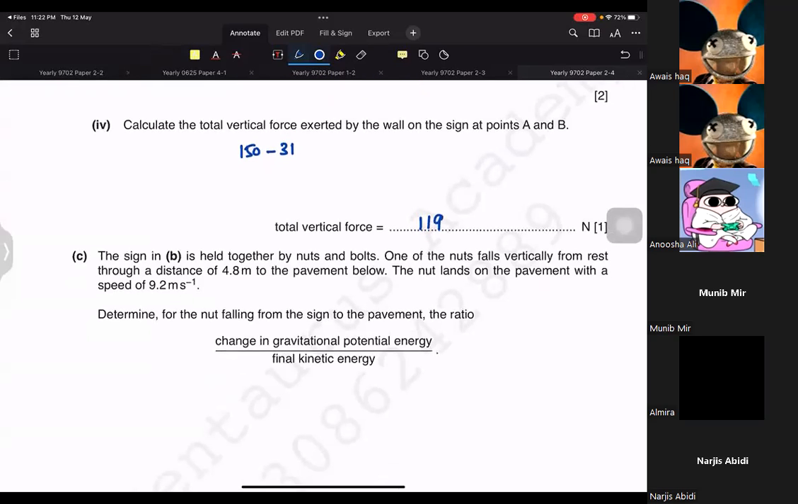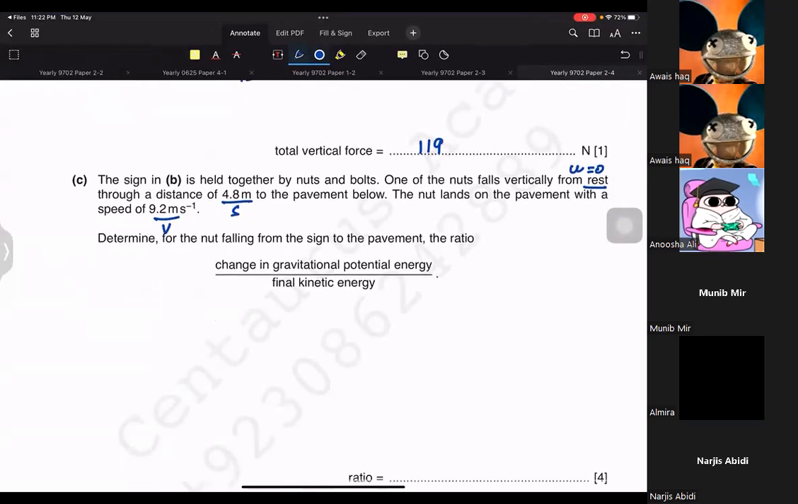Okay. So it falls from rest, initial velocity 0, and through a distance, the displacement. The nut lands on the pavement with the speed of this, the final velocity. Determine for the falling nut from the sign to the pavement the ratio. Right. Okay. Do they have the mass? No. Okay. Very clever people. They haven't given us the mass, but we are cleverer.